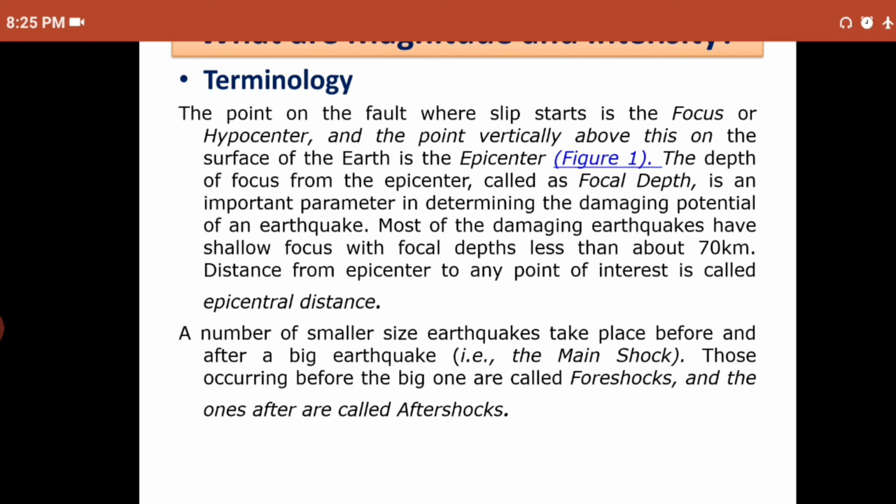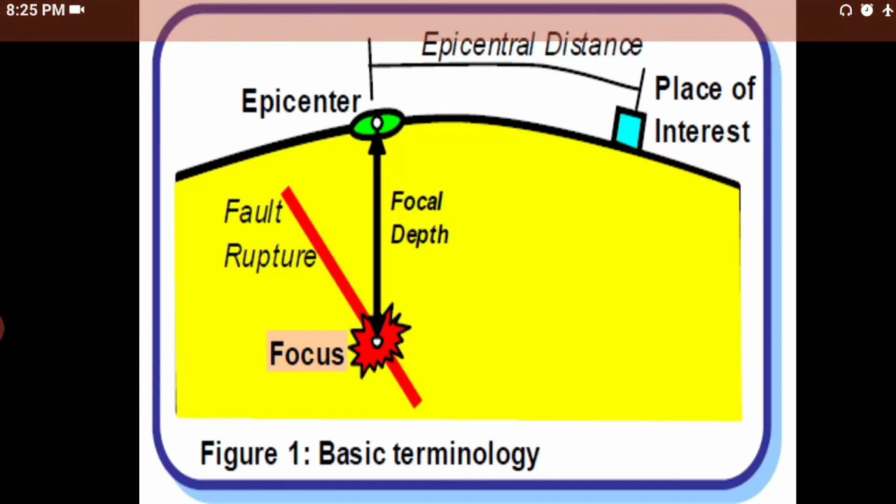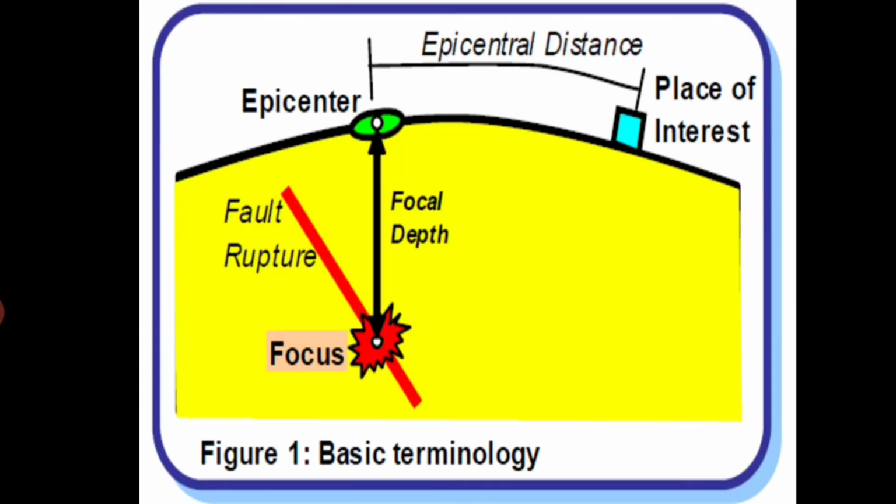We know these as foreshock and aftershock, or main shock. Those occurring before the big one are called foreshocks, and those after are called aftershocks. So there are two phenomena: we can record foreshock or aftershock. As per the guidelines of the earthquake code, we can consider aftershock and foreshock.